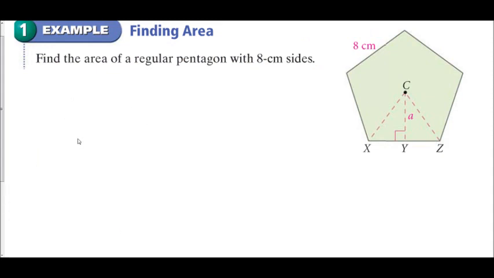All right, so continuing on, I hope you were able to find the area of that triangle. Now we want to find the area of this pentagon. It's a regular pentagon with 8 centimeter sides, so all of these sides are 8. The first thing you're going to want to do with any of these figures is figure out what the angle measure is.